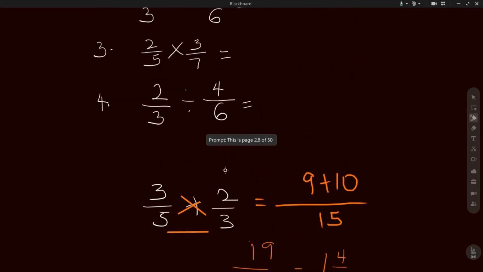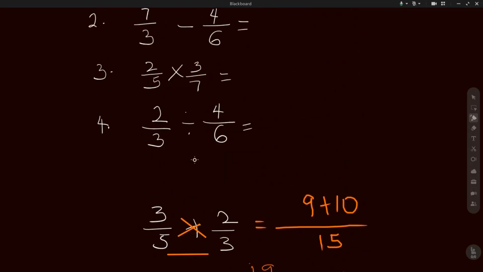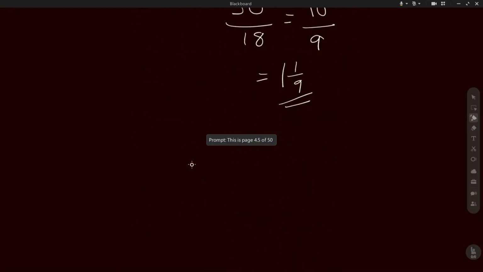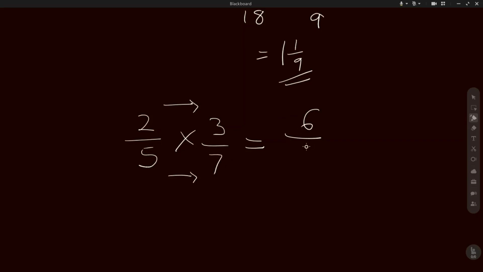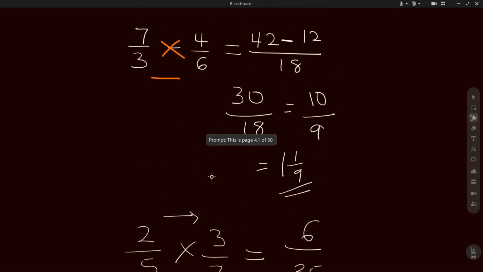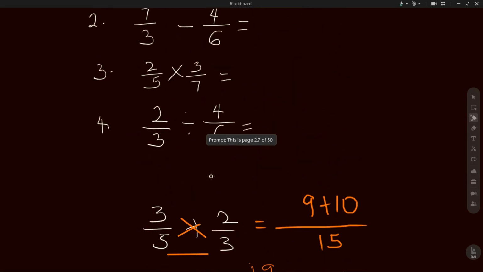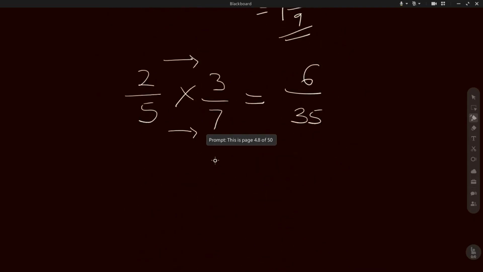So now what about multiplication? We have 2 over 5 times 3 over 7. For multiplication, you just have to multiply this way. Multiply the numerators and multiply the denominators, so that we have 2 times 3 will be 6 over 5 times 7 is 35. That one is very straightforward. It's very simple.